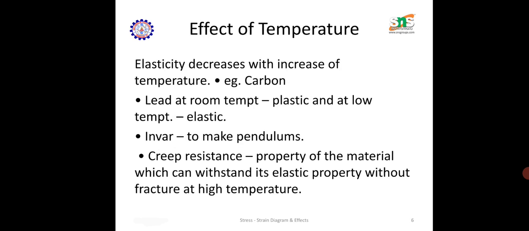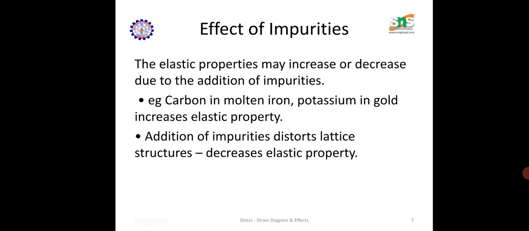Effect of temperature: the elasticity decreases with increase of temperature. For example, lead at room temperature behaves like a plastic, and at low temperature it behaves like an elastic material. Invar is used to make pendulums. Creep resistance is the property of the material which can withstand its elastic property without fracture at high temperature.